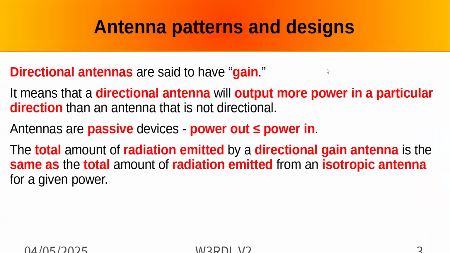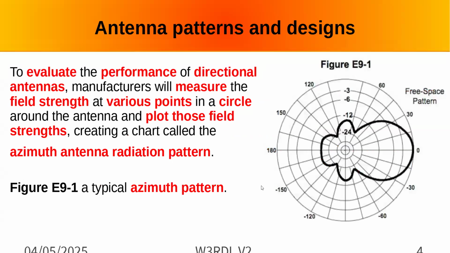So directional antennas are said to have gain. We talked about it's not really gain, although you get more power in one direction than in another. So it's a relative measure, and the total power out is less than or equal to power in.